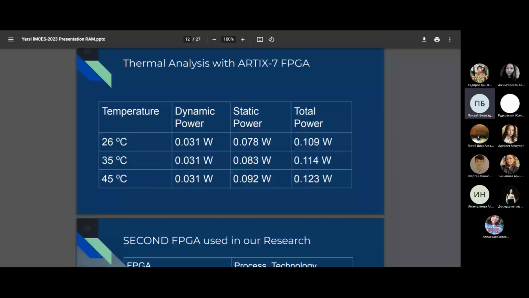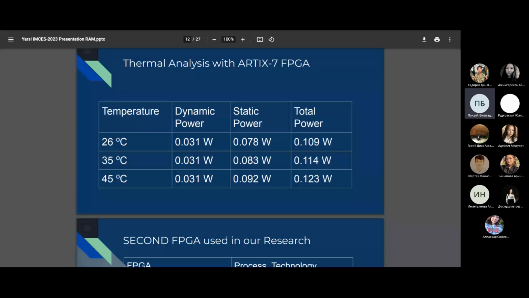Thermal analysis with Artix 7 FPGA. Temperature 26 degrees Celsius: dynamic power 0.031 watt, static power 0.078 watt, total power 0.109 watt. 35 degrees Celsius: dynamic power 0.031 watt, static power 0.083 watt, total power 0.114 watt.